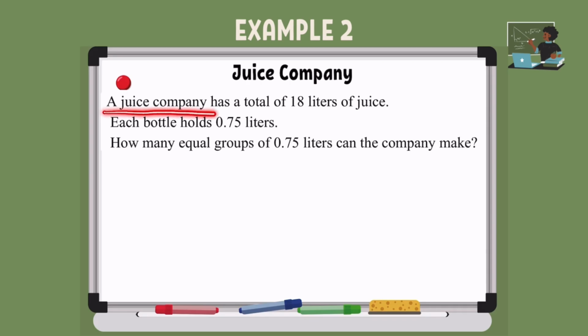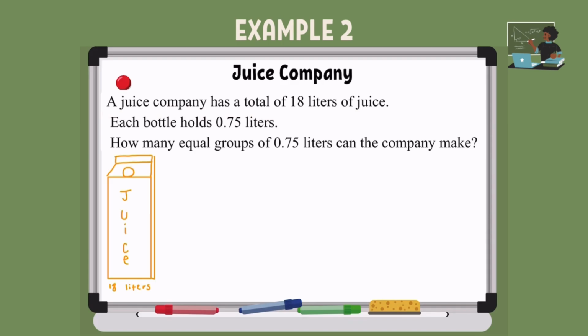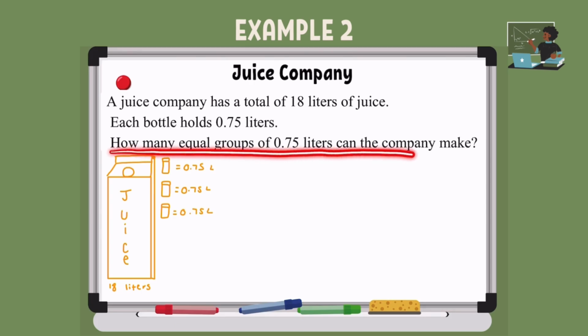Step 2. Let's visualize this problem. It tells us that a juice company has a total of 18 liters of juice, so therefore, I'm going to draw a carton of juice that holds 18 liters. Next, it says each bottle holds 0.75 liters. So out of the carton of juice, we're going to be pouring juice into each bottle, and each bottle only holds 0.75 liters. The question is, how many equal groups of 0.75 liters can the company make? So how many bottles are we going to be making out of the 18 liters of juice?